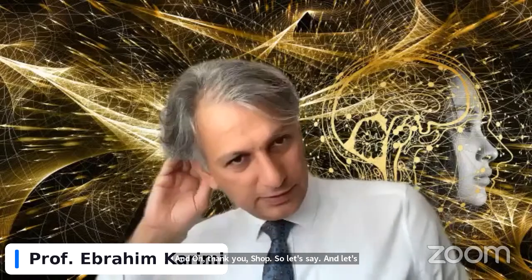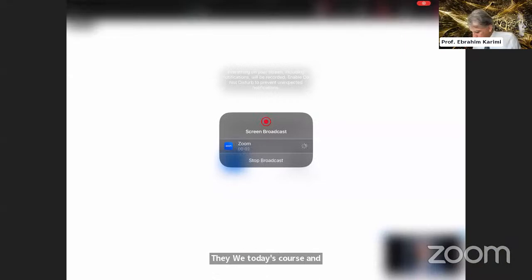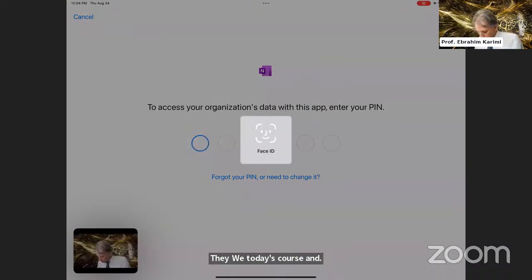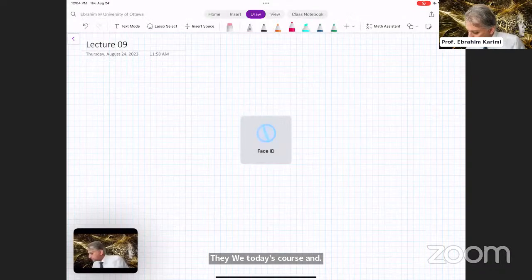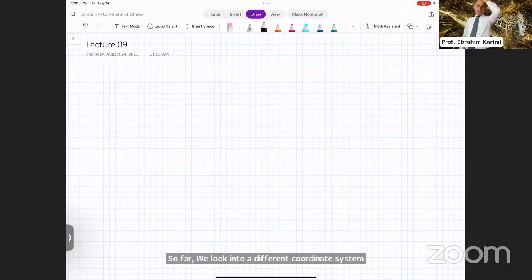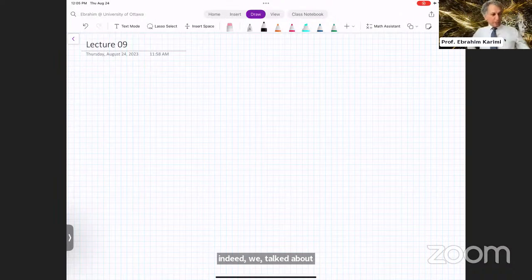So let's start with today's course. So far, we look into a different coordinate system, and indeed, we talked about the curvilinear coordinates and in general the coordinates which we have.